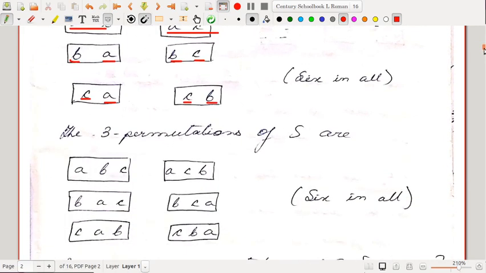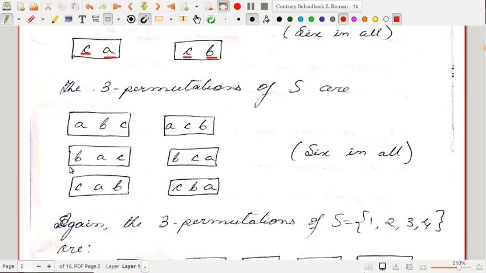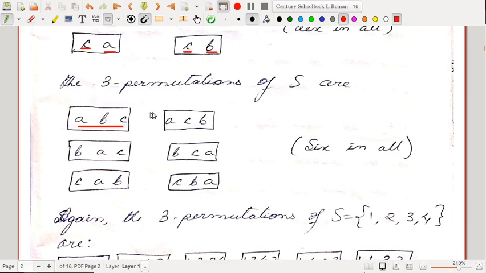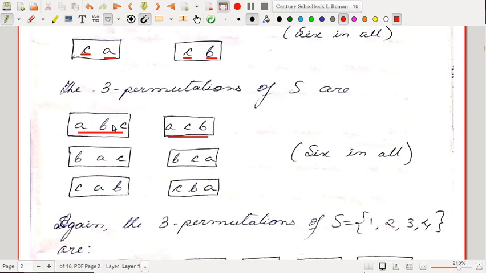Then the three-permutations of S are what? Start with A, and then write B and C. Keep A fixed and just change the order of B and C. This is the best way of writing the permutations: keep the first element fixed, then write all possible arrangements of the other elements. Suppose I keep B fixed and write all possible arrangements of the remaining two, because we have already seen that two objects can be arranged in two ways among themselves.